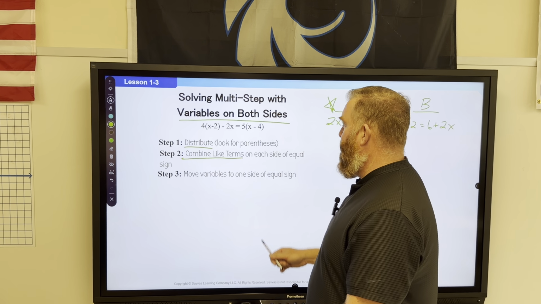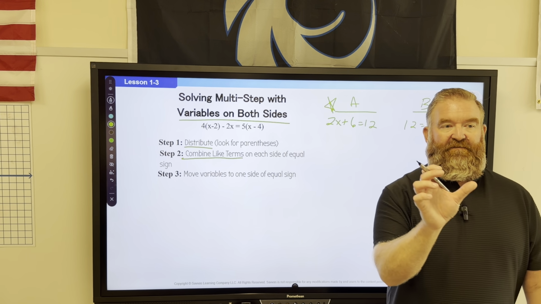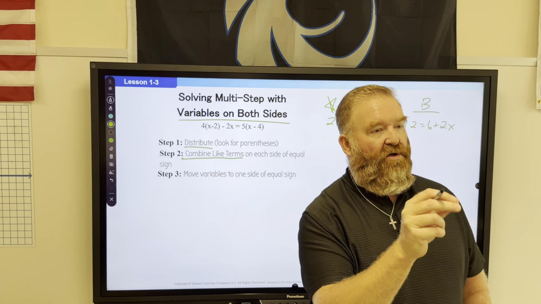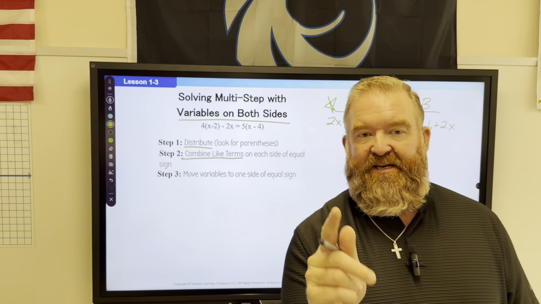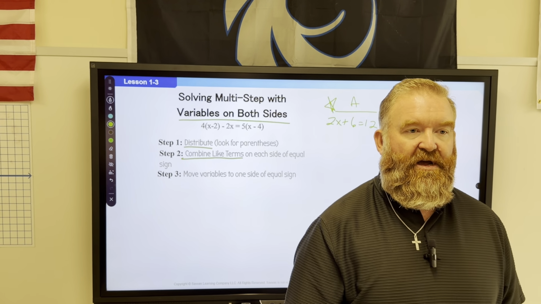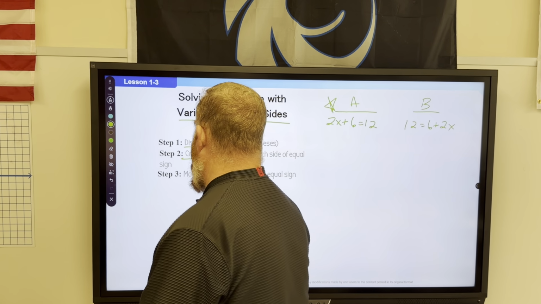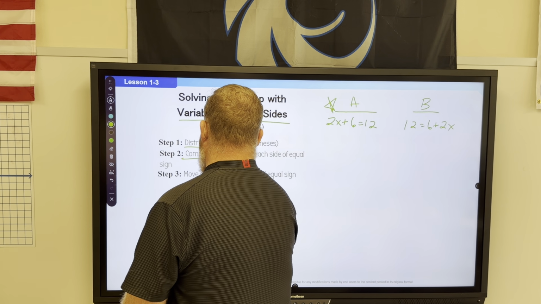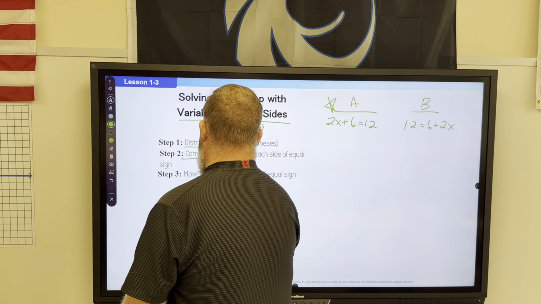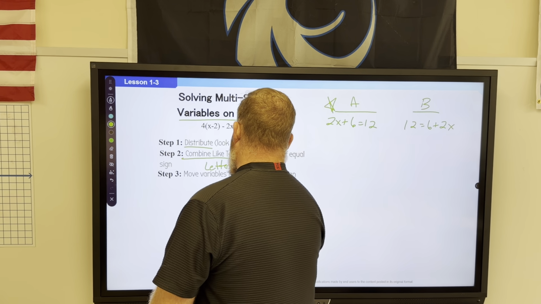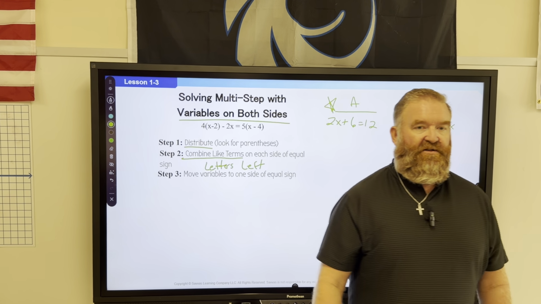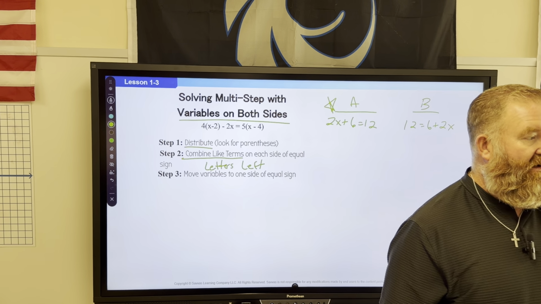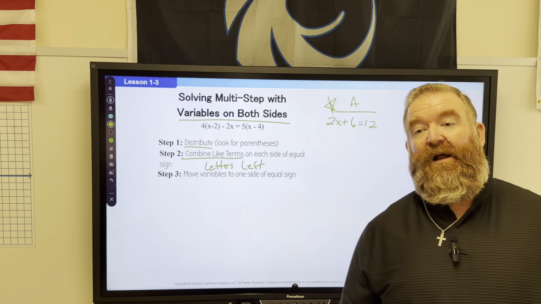It says move the variables to one side of the equal sign. So we're going to put anything that has a variable on one side. So which side did you just say that you like the variables to be on? Left. So here's what I would put. Instead of saying all that, I'm just going to say letters left. We're going to put the variables or the letters on the left-hand side. Letters left, LL. Letters left or variables left, however you want to say it.